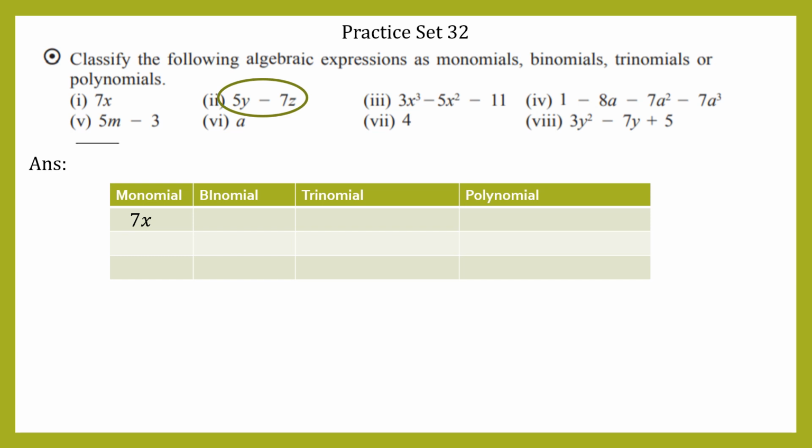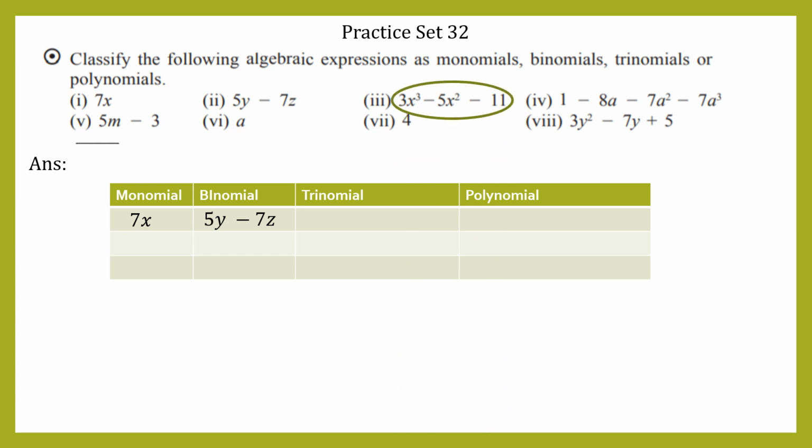Let's see the next example. 5y minus 7z. How many terms are there? 5y is one term, and then minus 7z is second term. So the expression has two terms. So expression with two terms is called as, yes, it's called as a binomial. So it will come in the second column.